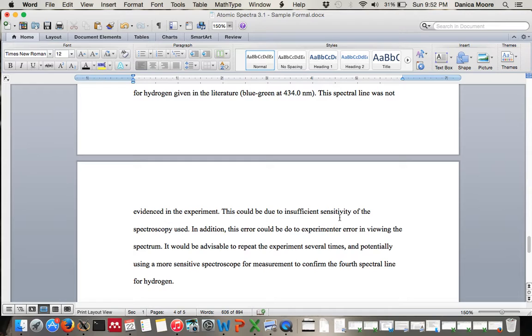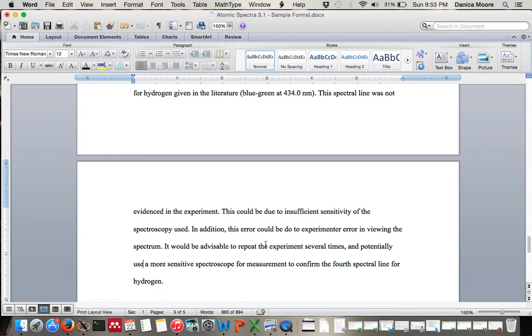This could be due to insufficient sensitivity of the spectroscope used. In addition, this error could be due to experimenter error in viewing the spectrum. It would be advisable to repeat the experiment several times and potentially using a more sensitive spectroscope for measurement to confirm the fourth spectral line for hydrogen, and potentially use, excuse me, I'm correcting myself.